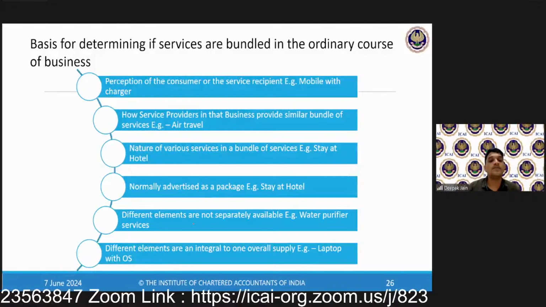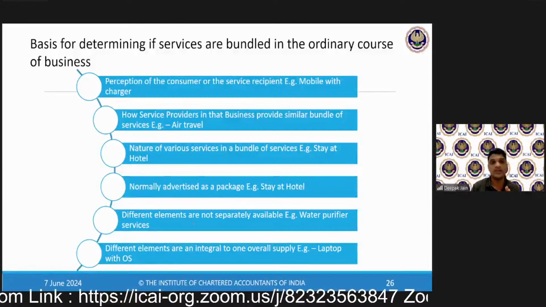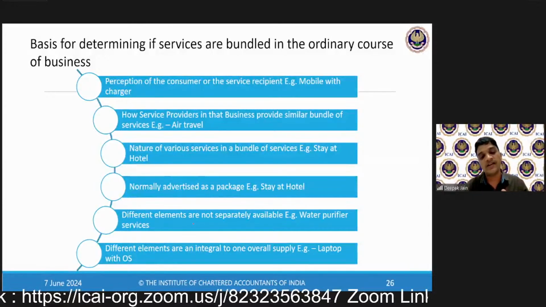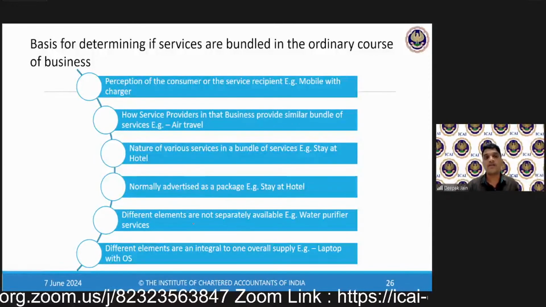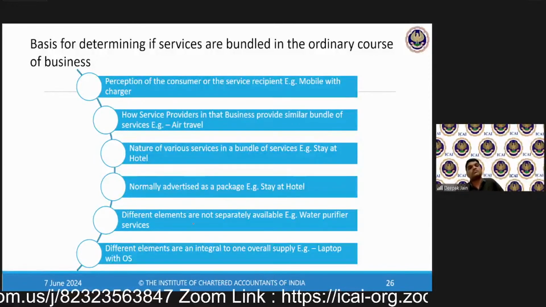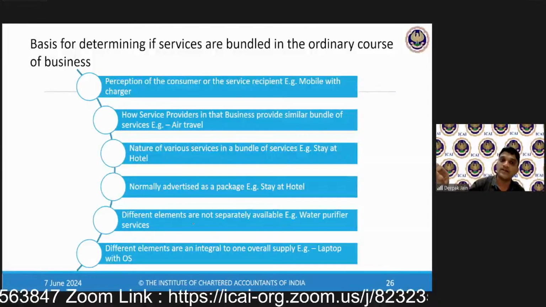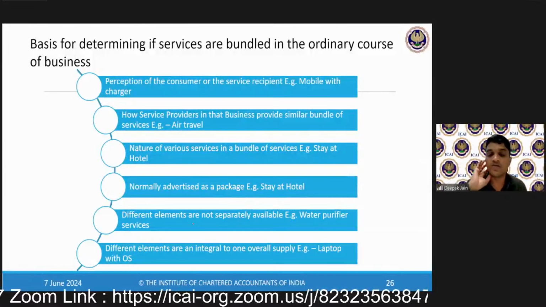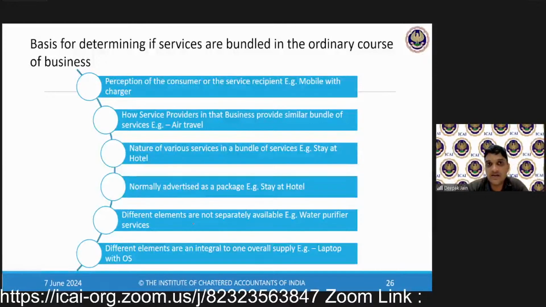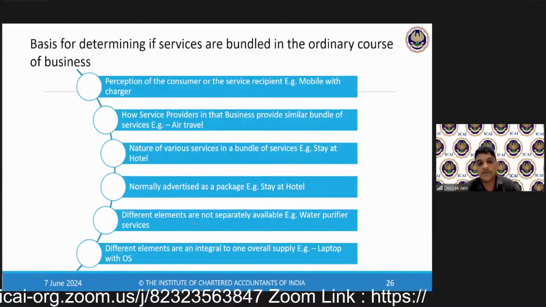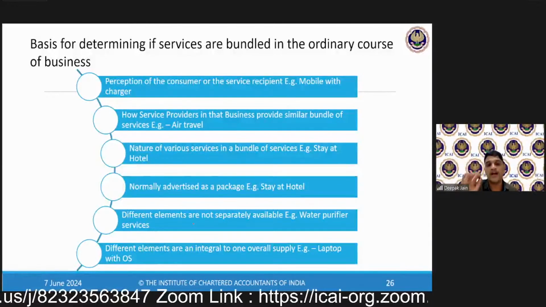Okay. Then different elements are an integral part of one overall supply. It should be an integral part of an overall supply. So these are the various criteria. When we are discussing the last criteria, determining elements are an integral part of one overall supply, which means you're buying it will always generally be with the operating system. You have to only choose whether you want Microsoft or you need a Ubuntu software, or the operating system, whether it be Linux or some other operating system. So you will come with the notion that when I'm buying a new laptop, it will have an operating system.